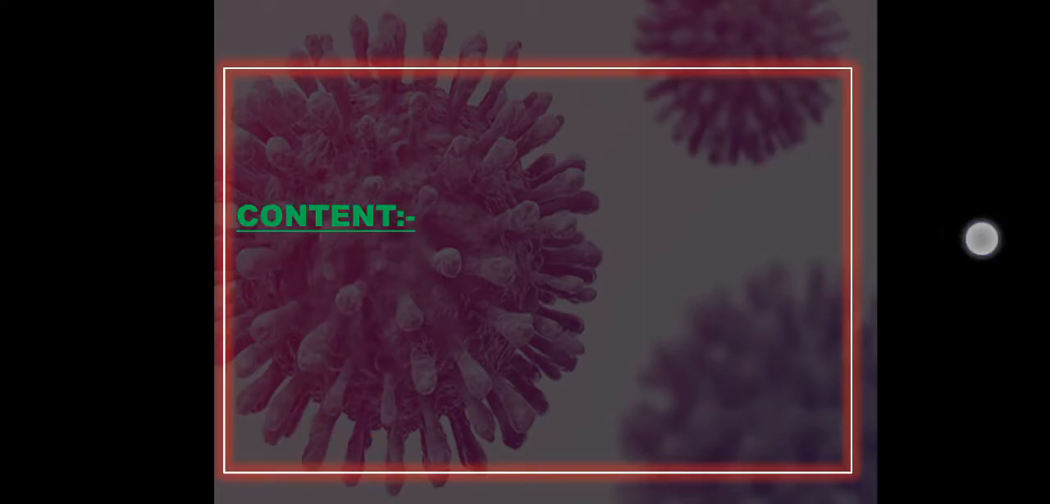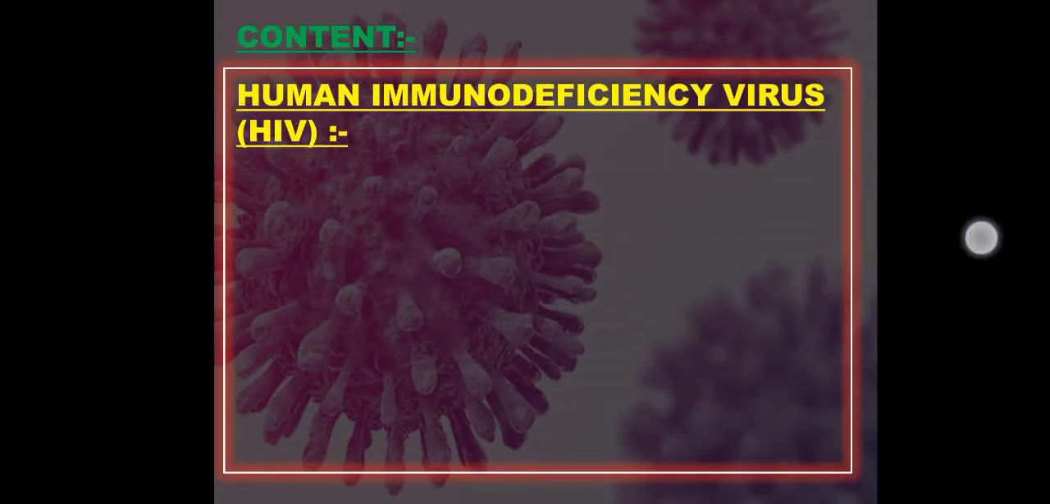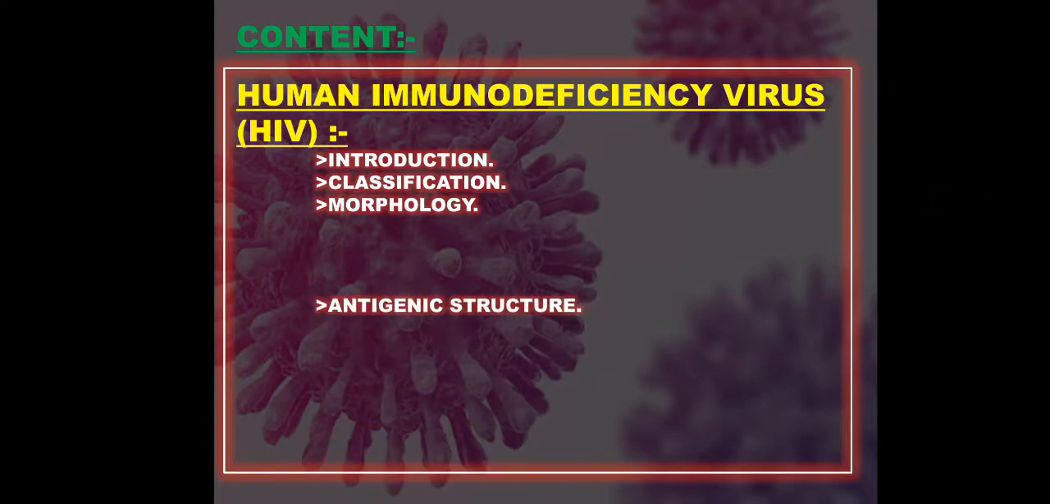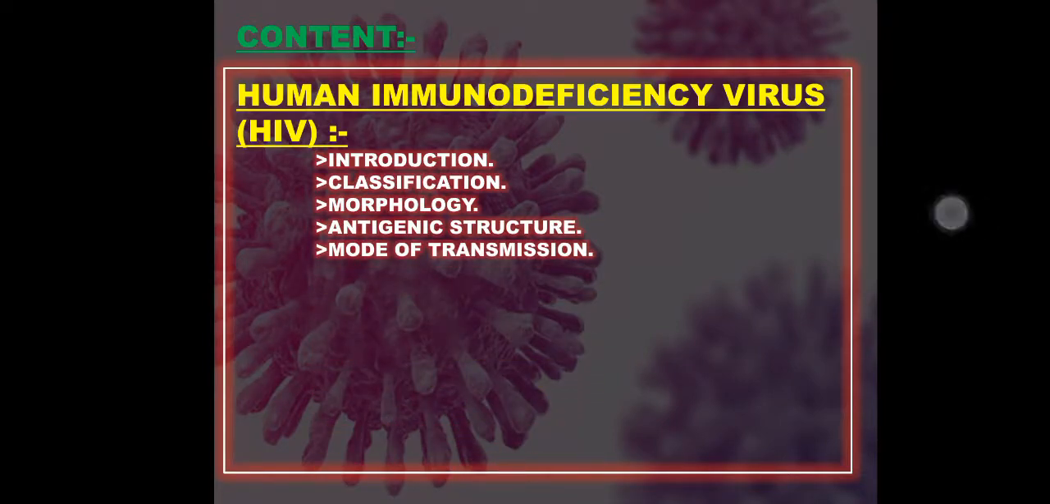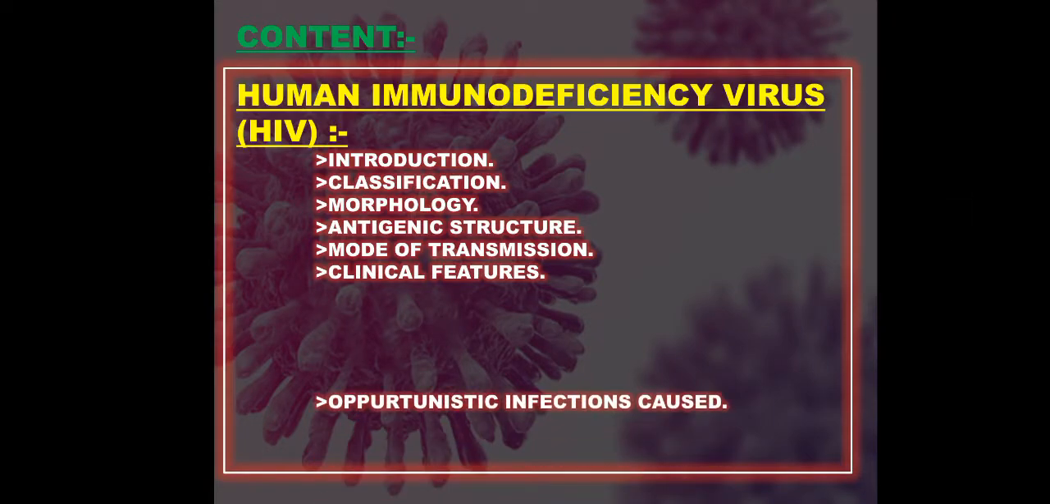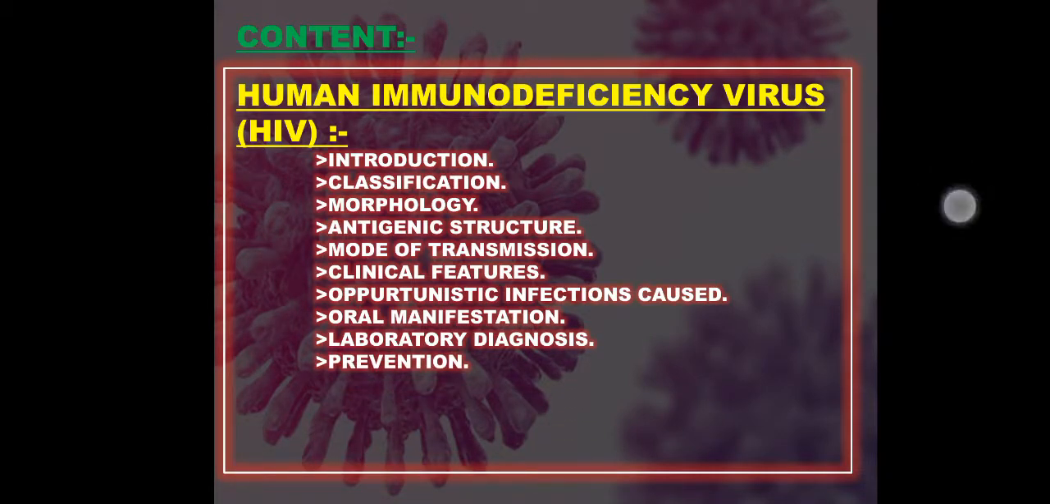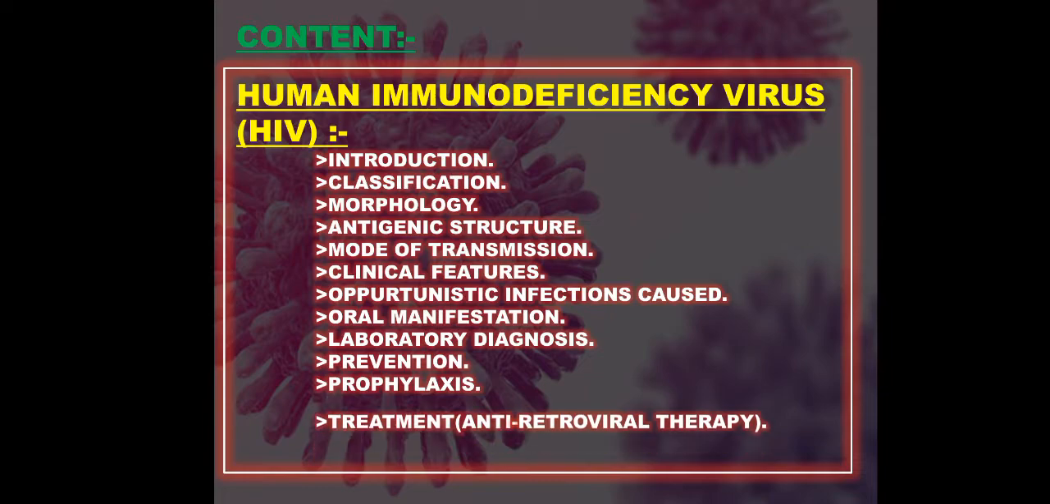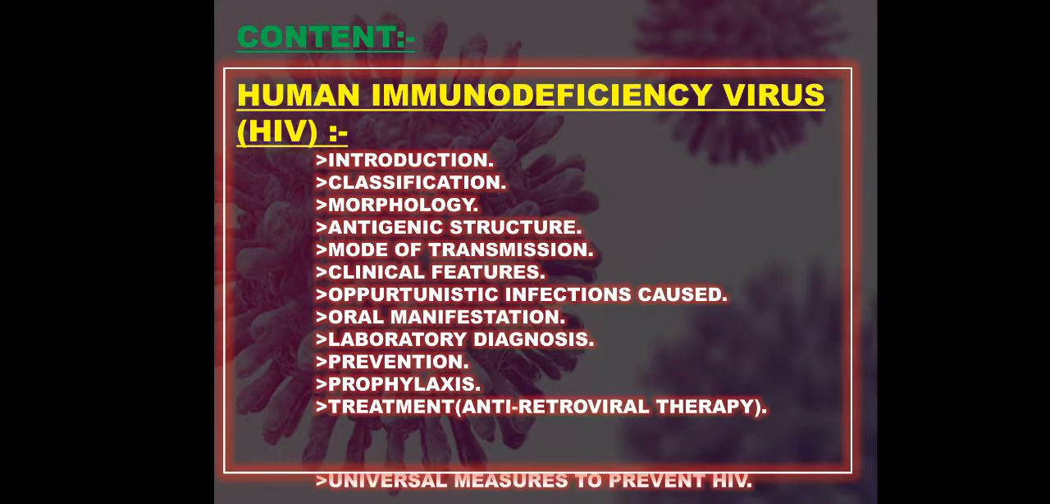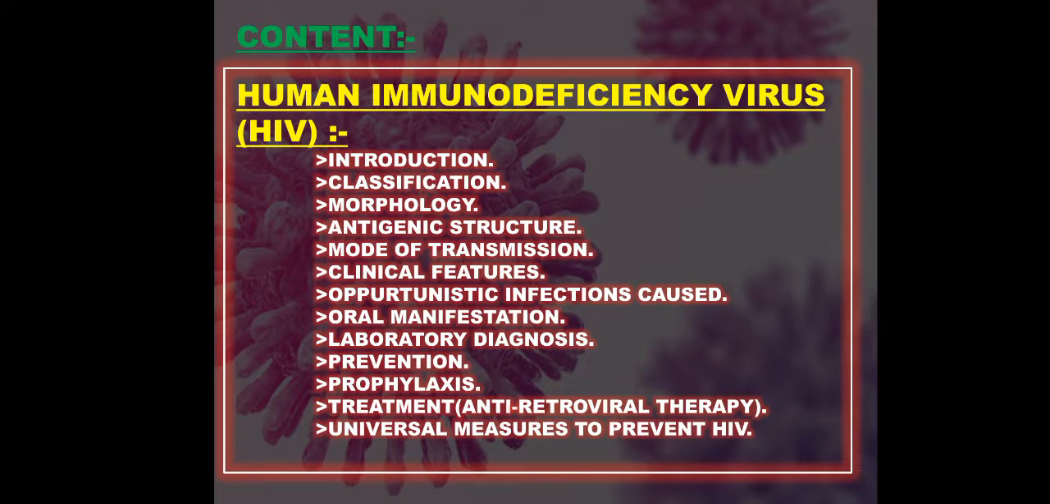The basic contents would include the human immunodeficiency virus, that is HIV virus, the introduction, the classification, the morphology, the antigenic structure, the mode of transmission, the clinical features, the opportunistic infections caused by it, the oral manifestations, the lab diagnosis, and the prevention with the prophylaxis and the treatment, that is the antiretroviral therapy with the universal measures to prevent HIV.